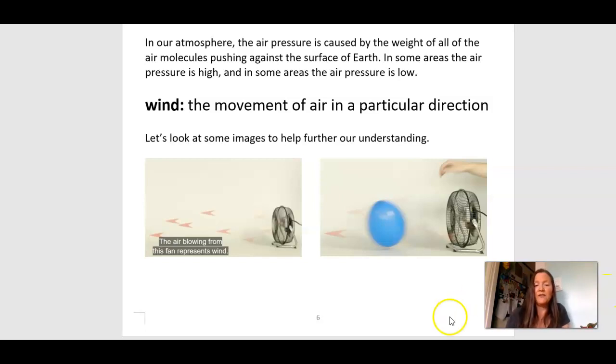Okay, so here we have an image of a fan and it's blowing. Everybody's probably stood in front of a fan at some point. You feel the air on your face, or you see it moves your hair. It's going in this direction. See the little arrows? It's blowing this way. So if we take our balloon or our air parcel and we put it in front of the fan, what's going to happen? It's going to blow this way, right?